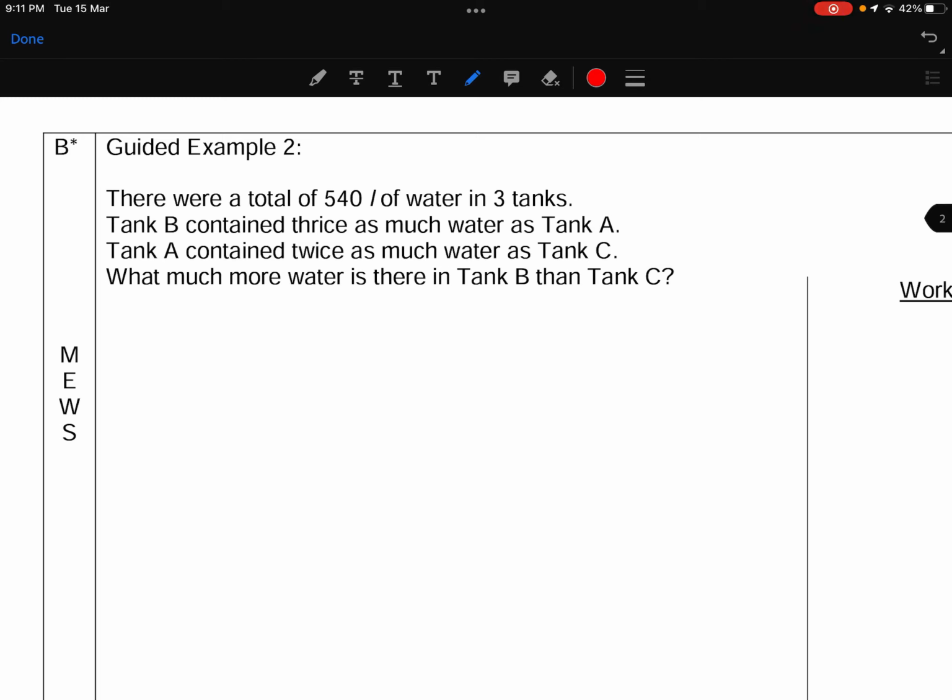But you just read on first. There were a total of 540 liters of water in 3 tanks. So you can see that these 2 sentences do have a comparison method. So let's try to see.